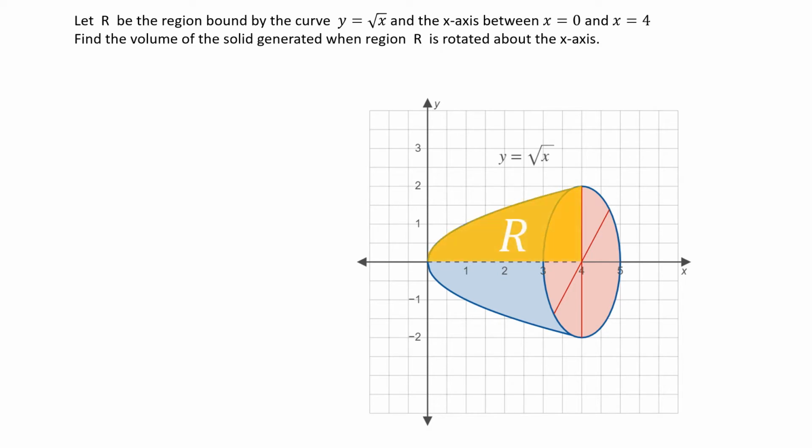This is the two-dimensional region R referenced in the problem. Imagine that this region R were rotated or spun around the x-axis in a way that it created a three-dimensional solid. You can see that three-dimensional solid here, and that is what we're going to be trying to find the volume of.